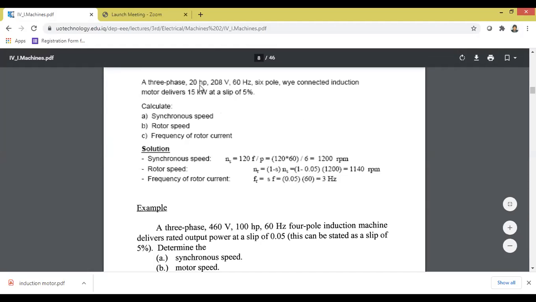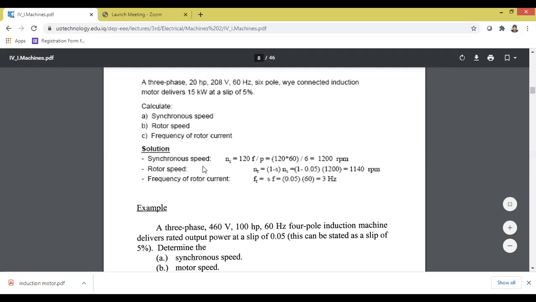A three-phase 20 horsepower, 208 volt, 60 hertz, 6-pole star connected induction motor delivers 15 kilowatts at slip equal to 5%. Calculate synchronous speed, rotor speed, frequency. In any induction motor problem, please write the formula of synchronous speed. Synchronous speed Ns is equal to 120 into f by P. Frequency is given in the problem and the number of poles is direct substitution.